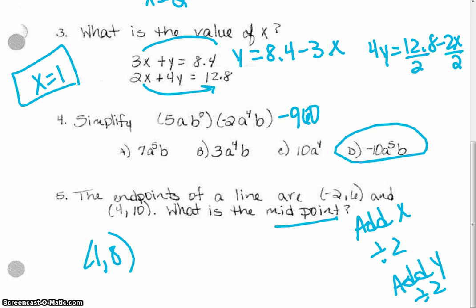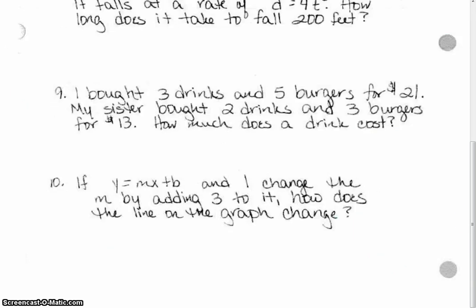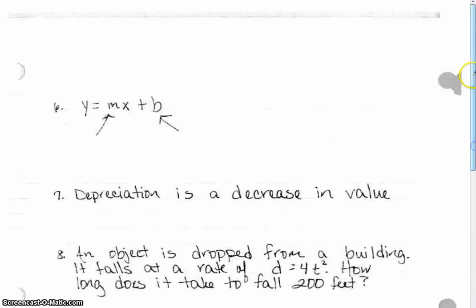Going to the back, looking at number 6. Y is equal to mx plus b. Make sure you remember the number in front of x is your slope, and the b, the number at the end by itself, is your y-intercept. If they make a change to one or the other of those, you could think about what it would do, think about what slope means, think about what y-intercept means, or if they don't give you the original one, you could make it up.